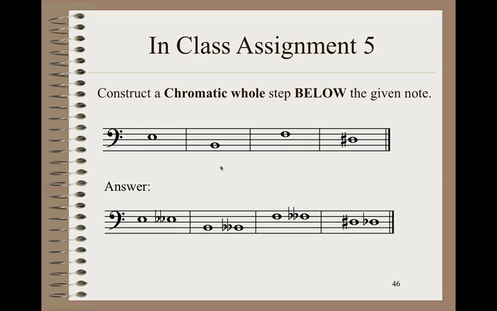And here's the answer. E to E double flat, B to B double flat, F to F double flat. How about this one? D sharp to D flat. Let's take a look at that. D sharp is a black key. Because we're going below, the next half step would just be a plain D. And then the next half step would be a black key, and we have to call it D flat.